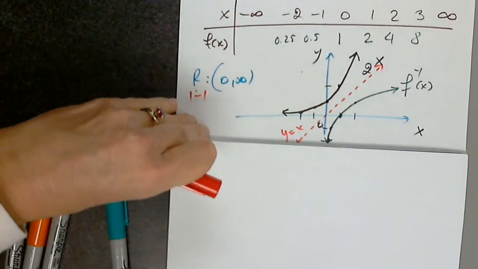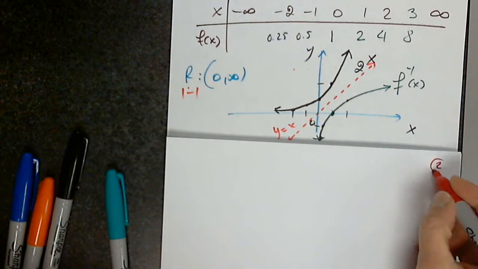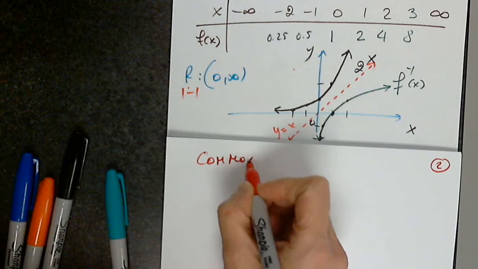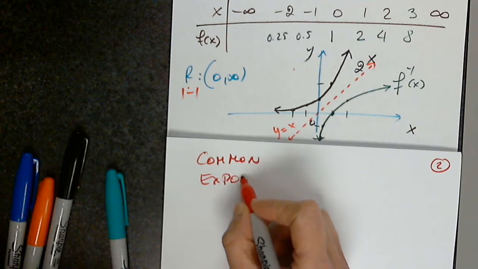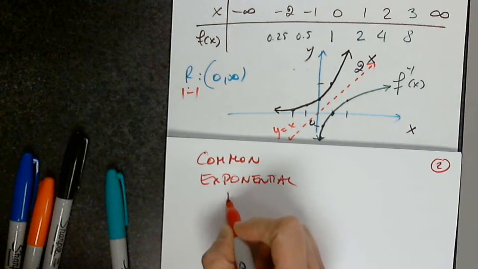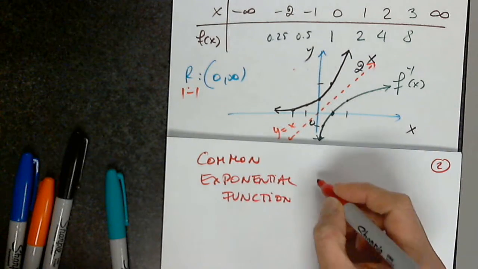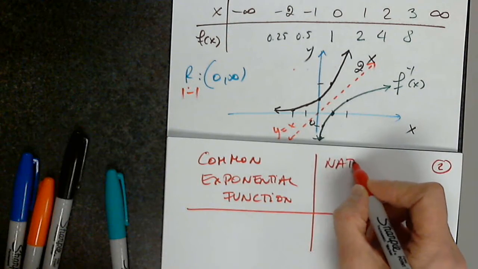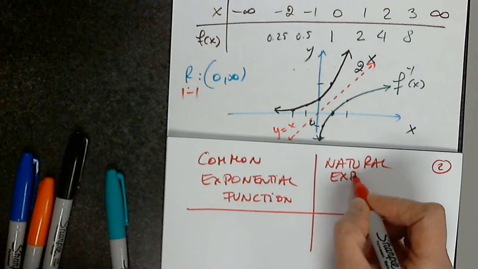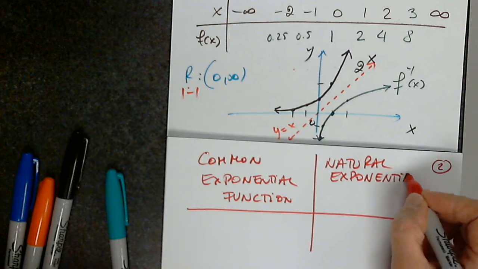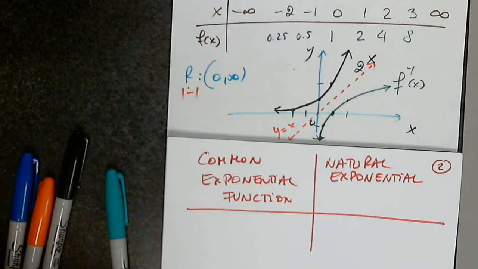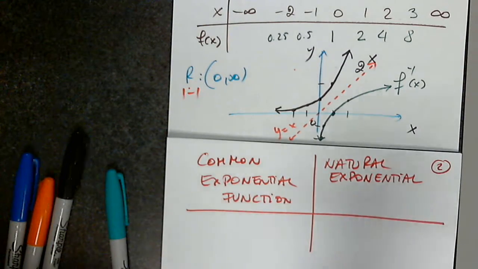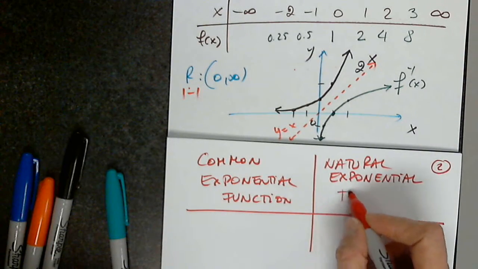There are two very important exponential functions. One is called the common exponential function, and the other one is called the natural exponential function. Say it again. Yes, I'm going to present them, and we're going to look at the graphing calculator. Natural exponential function.